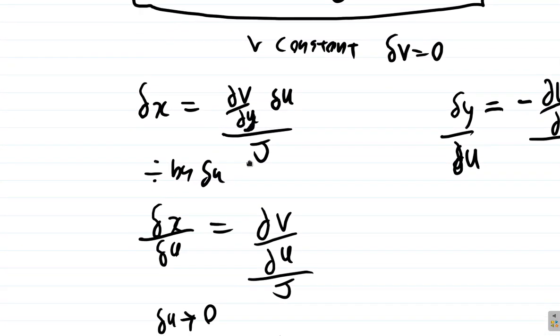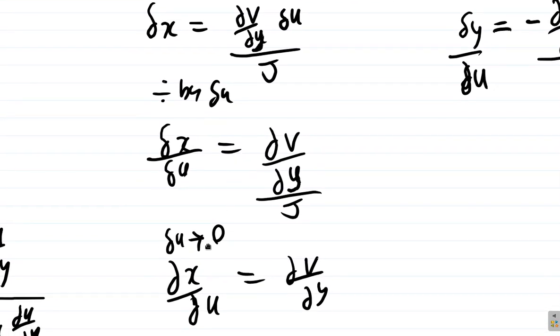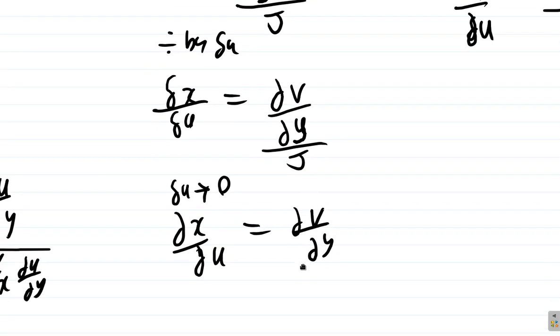When you divide by del U, you have del X by del U is equal to del V by del Y over the Jacobian, right? That's what it should be. And then as del U approaches 0, the del changes to delta. So delta X by delta U equals delta V by delta Y over the Jacobian. I'll list out the Jacobian here. Alright.